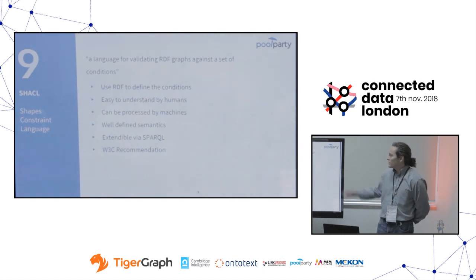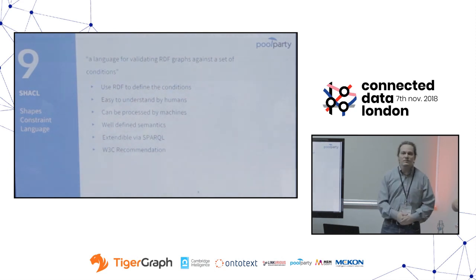First of all, you can use RDF to define the conditions you want to check. It's easy to understand by humans, so it's easy to read, and it can be processed by machines, of course. It has a well-defined semantics, as it is a W3C recommendation. You can extend it via SPARQL if the language features are not enough for you. So you can do part of it with the basic SHACL part, and for the things that are not covered, you can use a query to extend it. And as I said, it's a W3C recommendation, so it's an official standard.